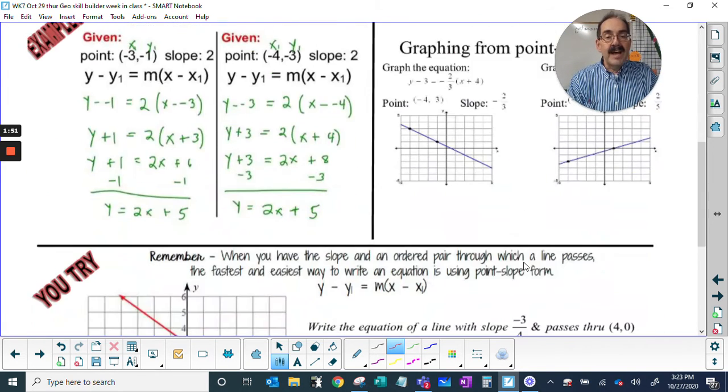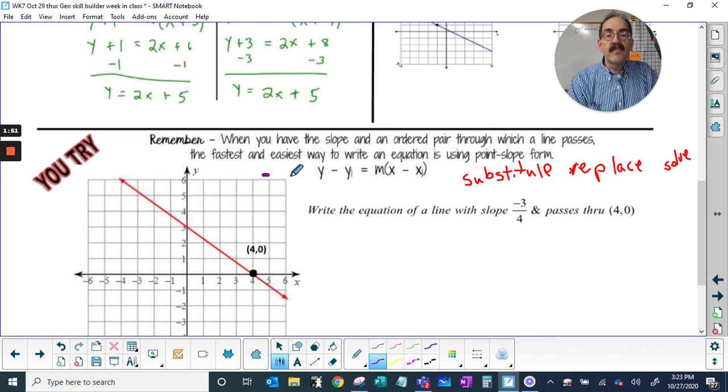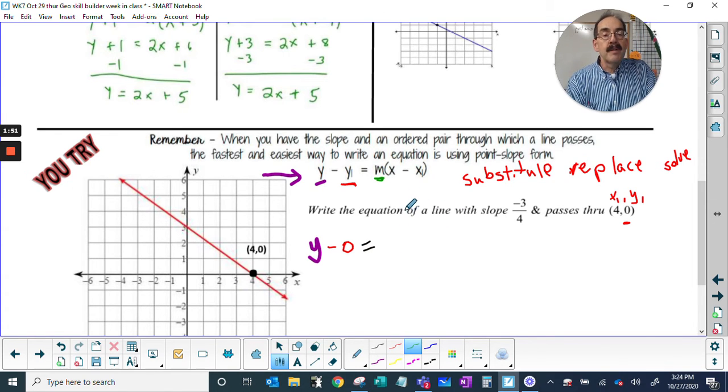Now, today in class, we're going to work on substitute, replace, solve. Okay, now what I mean by that is we have an equation. We're given this equation and we keep the y. We're changing the y1. We have a y1 and an x1. There's your x1, there's your y1. So when I get to y1, I'm going to use this 0 minus 0 equals. Now we got an m. Remember, in math, the universal letter for slope is the letter M. M equals the slope, and in this case, down 3 over 4.